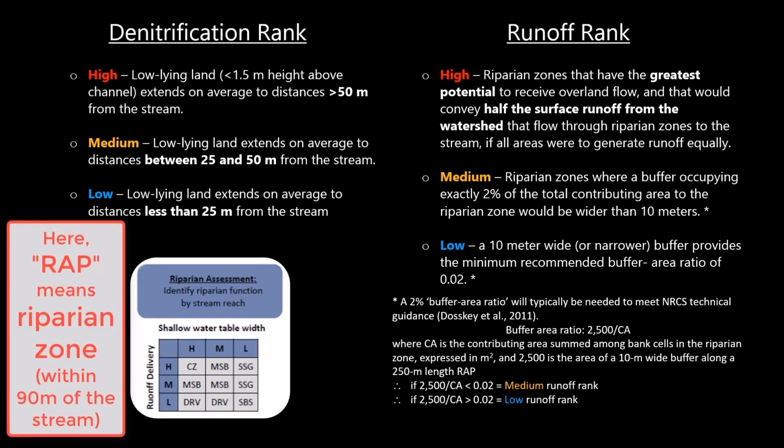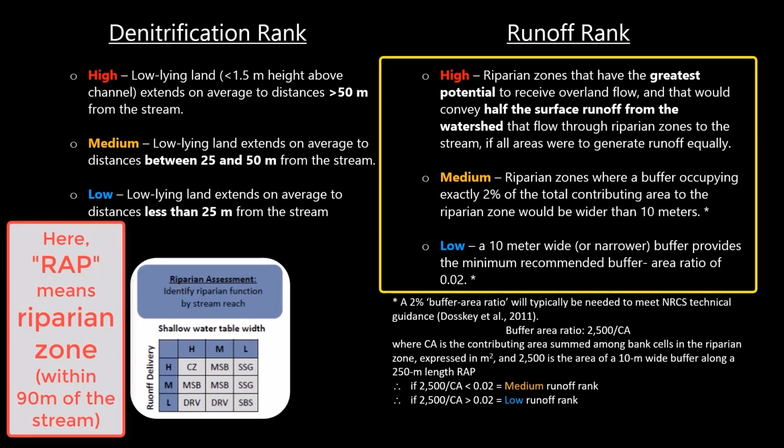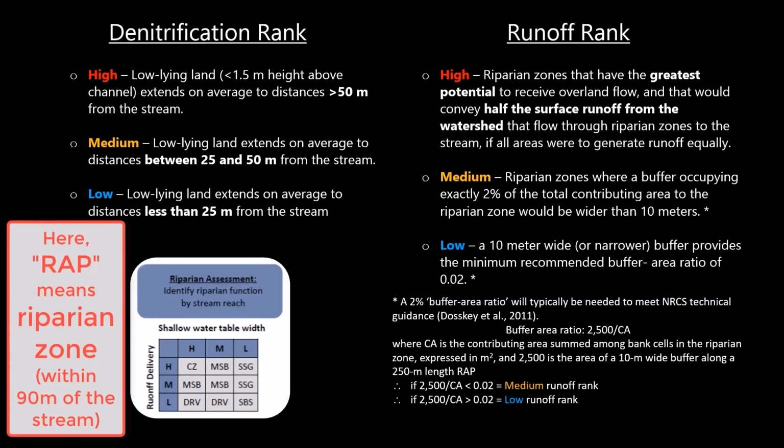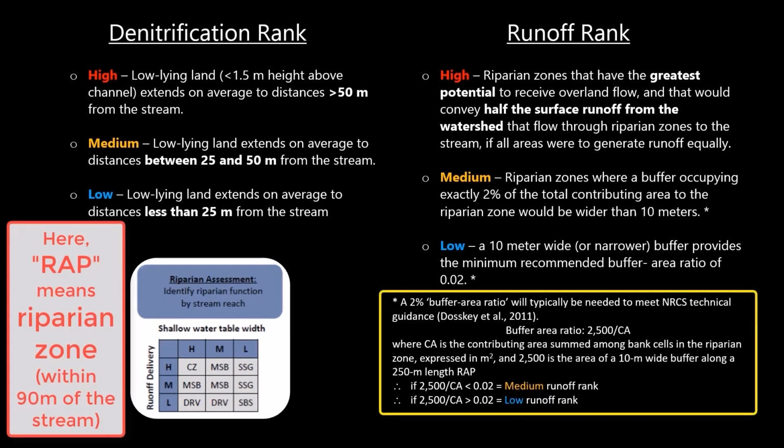Next, the runoff rank will be assigned to the RAPs. Areas that would convey half the surface runoff from the watershed that flows through the RAPs to the stream, considering if all areas were to generate runoff equally, would receive a rank of high. RAPs where a buffer occupying exactly 2% of the total contributing area to the RAP would be wider than 10 meters receive a rank of medium. And a 10-meter wide or narrower buffer that provides a minimum recommended buffer area ratio of 0.02 or 2% receives a rank of low. So that 2% buffer area ratio is what's generally needed, and this is recommended by NRCS.